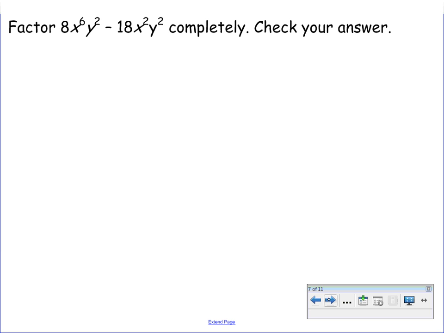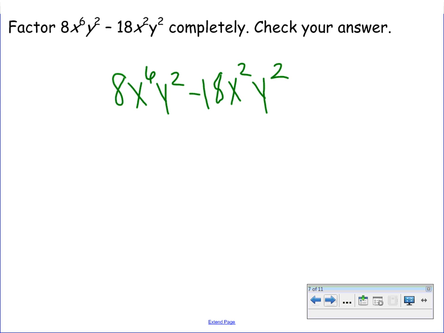Okay, here's this one. I start with 8x to the 6th y squared minus 18x squared y squared. First thing I want to check for is our what?